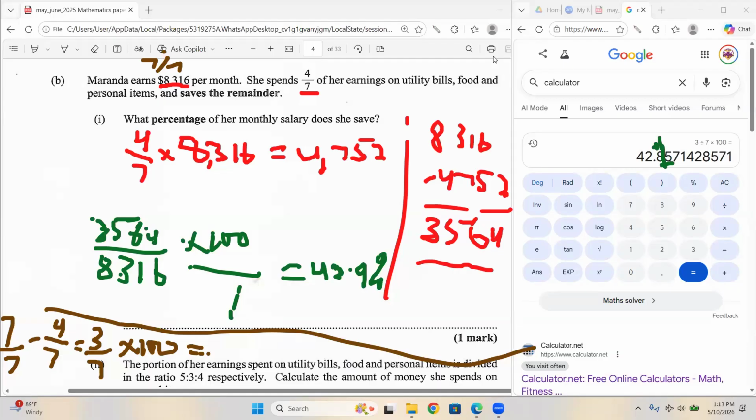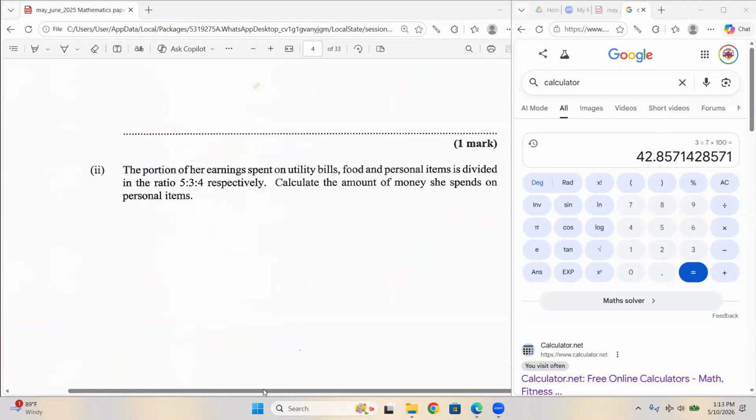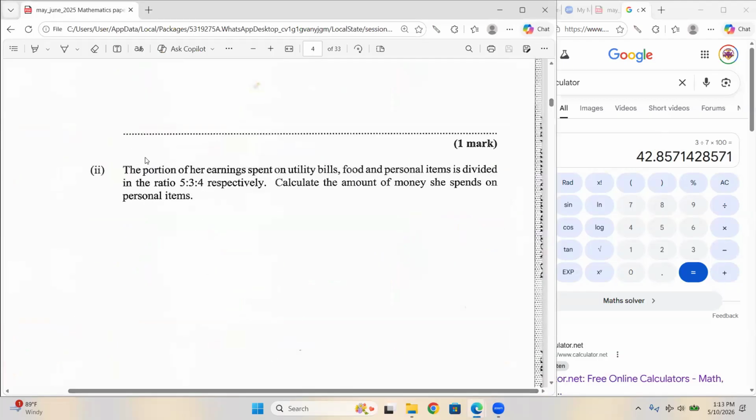Okay, so what does the next part say? The portion of her earnings spent on bills, food, and personal items is divided into the ratio 5:3:4 respectively. So that means in the order that they mentioned: 5 goes to utilities, 3 goes to food, 4 goes to personal items. So I calculate the amount of money she spent on personal items.